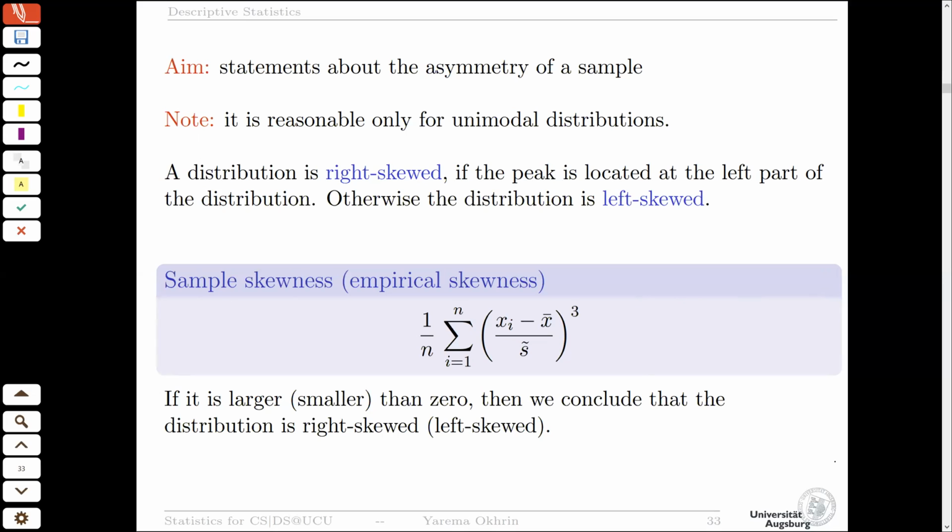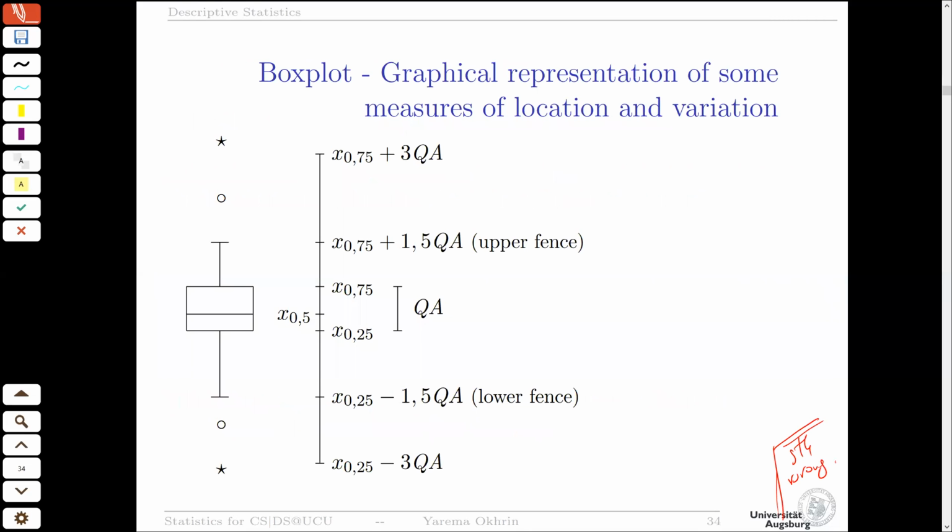So the question is how to measure the heaviness of the tails, and then you put the power 4 here, because extreme values will be penalized more. I have never seen it done as you suggested, but theoretically it is possible just to look at the difference of those things.